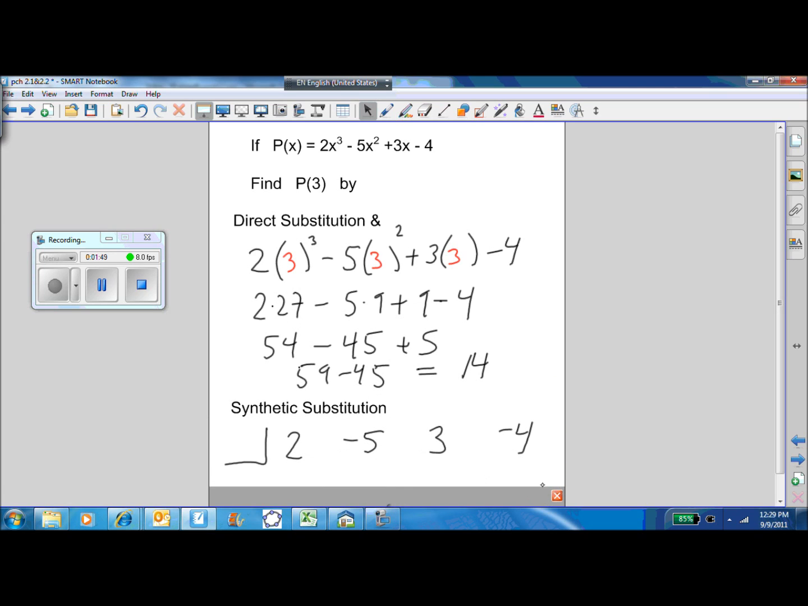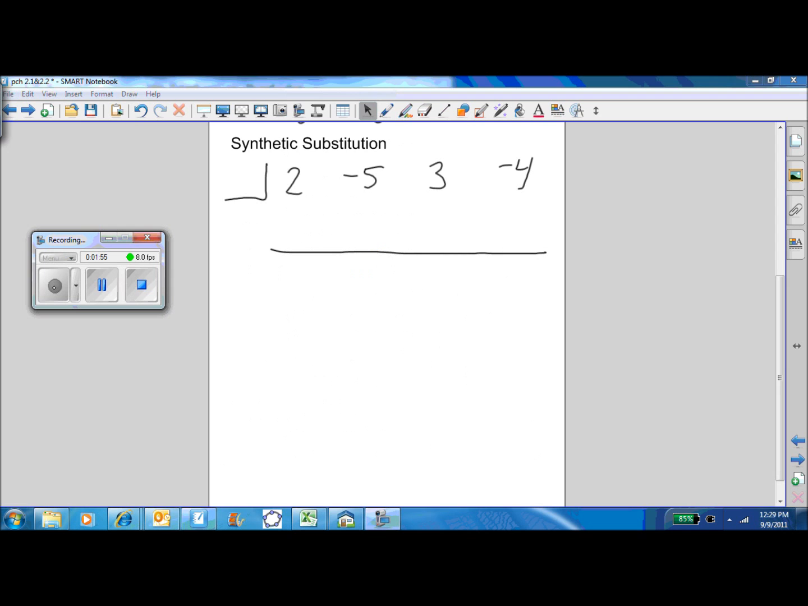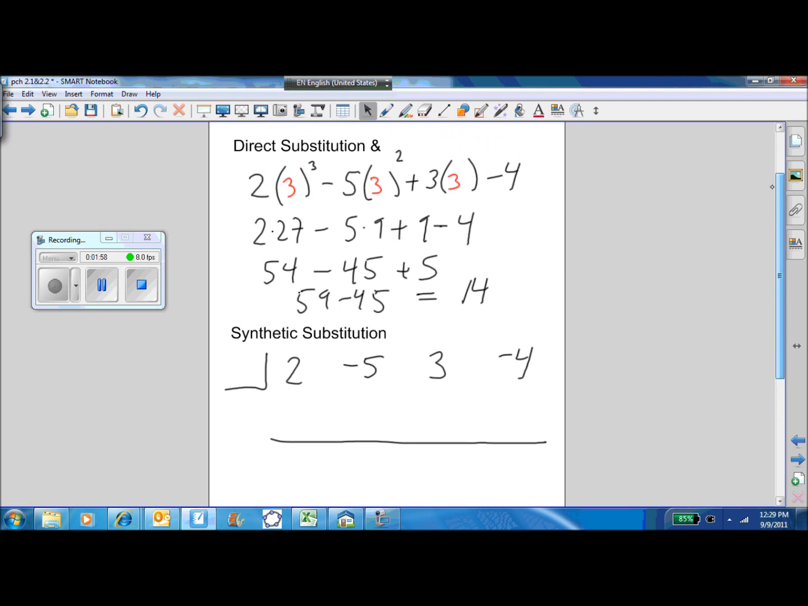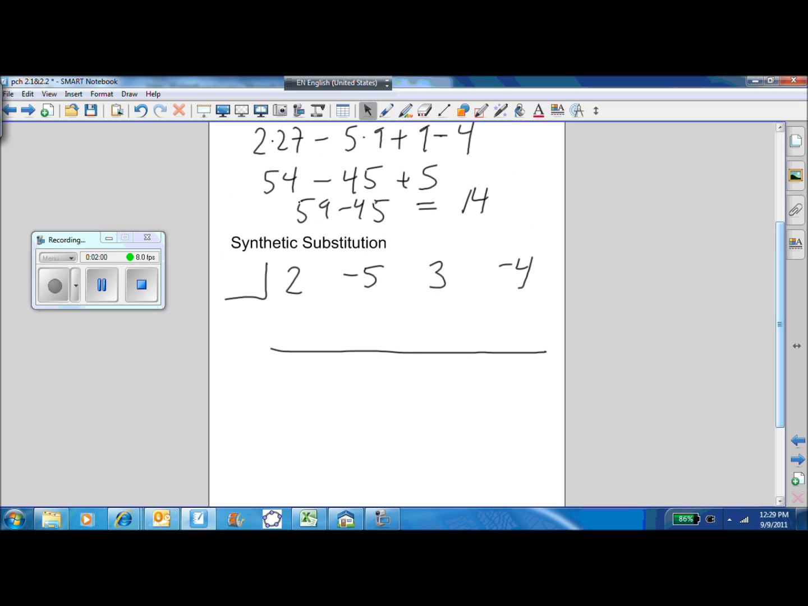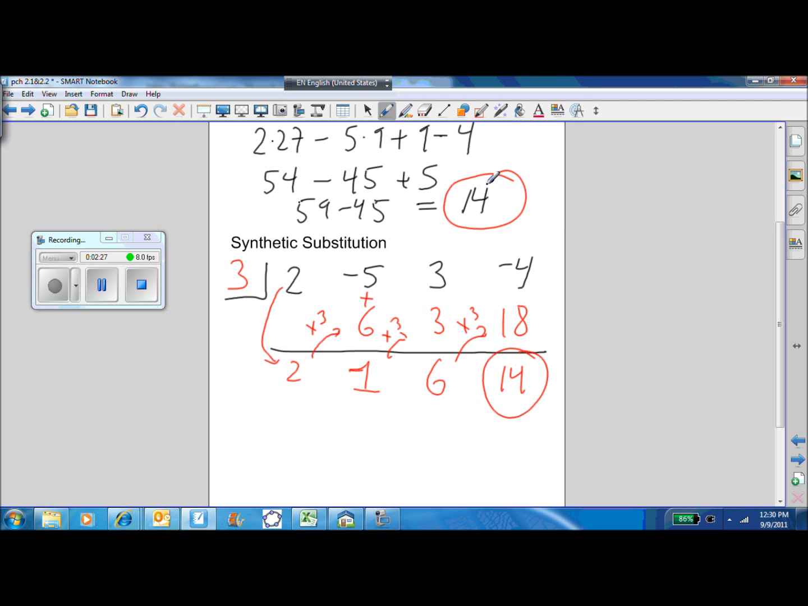Let's see if we can do this more easily with synthetic substitution. Here goes. We put a 3 in the box, and we start by bringing the first coefficient down, then always multiplying by the number in the box. So you get 6 here, and then add in the columns, 1. Multiply by the number in the box, and then add, you get 6. Multiply by the number in the box, it's 18, and add, you get 14. And notice, iguales, they are the same.